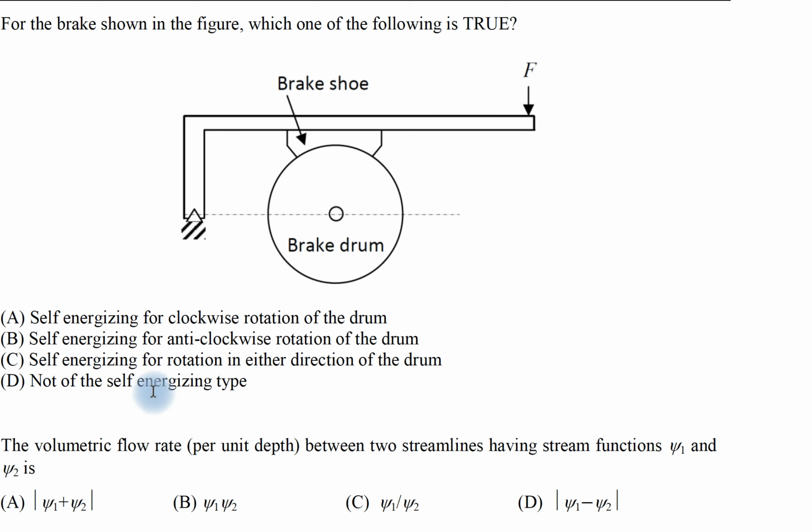Note the self-energizing type: this option would be correct when Ft passes through the same fulcrum level. So the correct option is A.